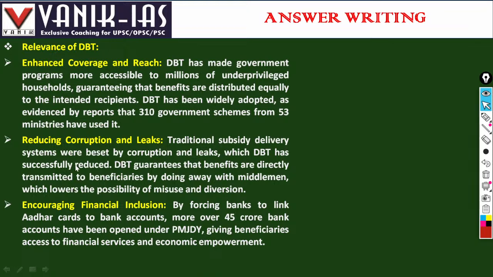Traditional subsidy delivery systems were beset by corruption and leakage, which DBT has successfully reduced. DBT guarantees that benefits are directly transmitted to the beneficiary by doing away with middlemen, which lowers the possibility of misuse and diversion, encouraging financial inclusion by forcing banks to link Aadhaar cards to bank accounts. More than 45 crore bank accounts have been opened under the Pradhan Mantri Jan Dhan Yojana, which is right now across more than 50 crore, giving beneficiaries access to financial services and economic empowerment.